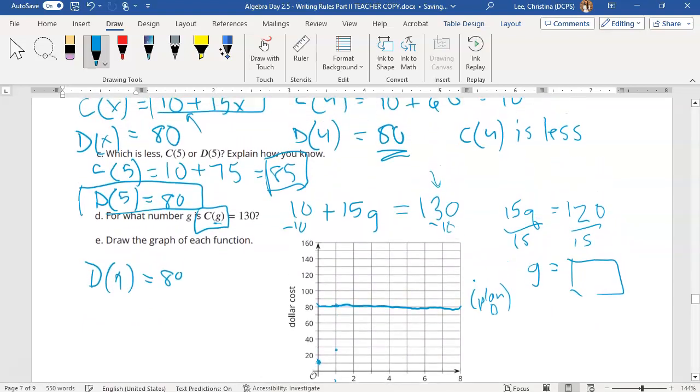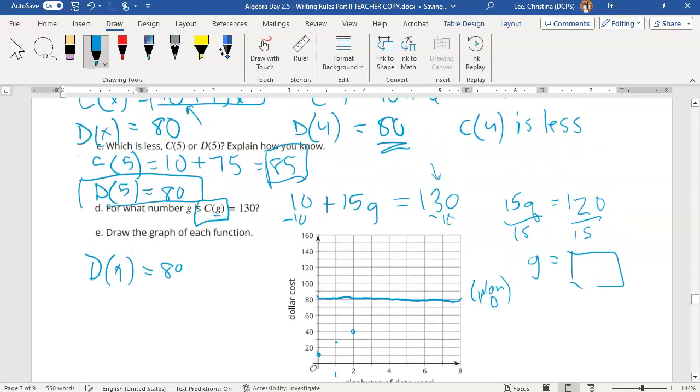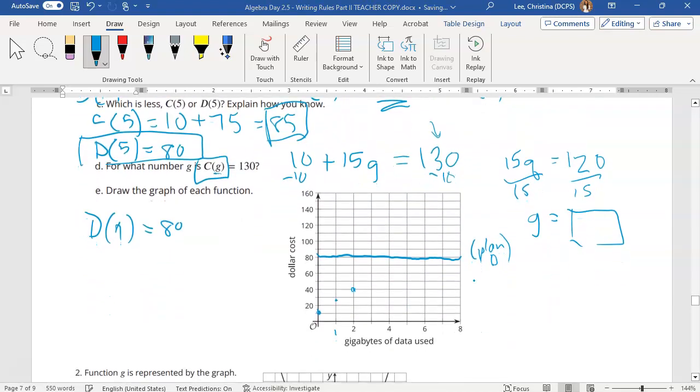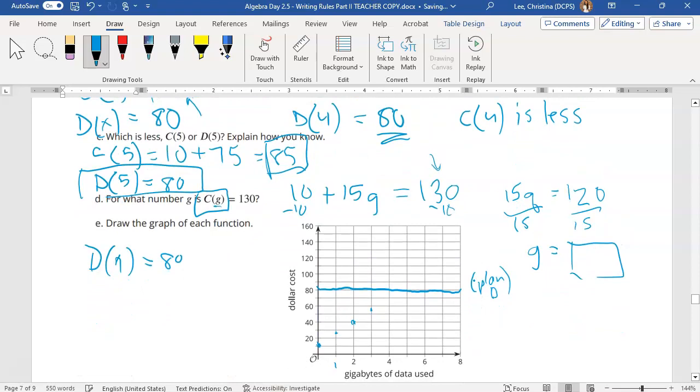If I use 2 gigabytes, that'll be 30 plus 10 is 40. All right, if I use 3 gigabytes, we'll have 45 plus 10, 55. And that'll be here. Okay, and this should form a line because this is a linear function, and so you'll have a line going. Let's see, if we have 4, that's 60, 70. 5 we determined was 85.